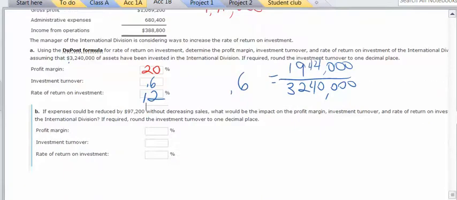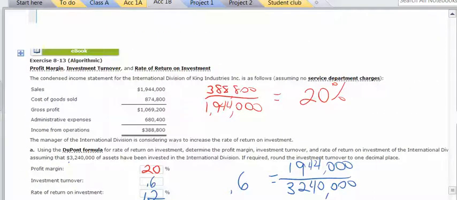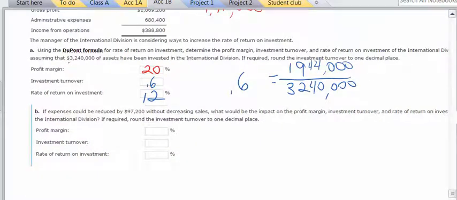Now let's look at part B, and it says if expenses could be reduced by $97,200 without decreasing sales, what would be the impact on the profit margin, investment turnover, and the rate of return? Well, the profit margin is going to change because our income from operations, instead of being $388,000, it's going to decrease by $97,000. So if I take the $388,000, I'm going to subtract $97,200 from that.